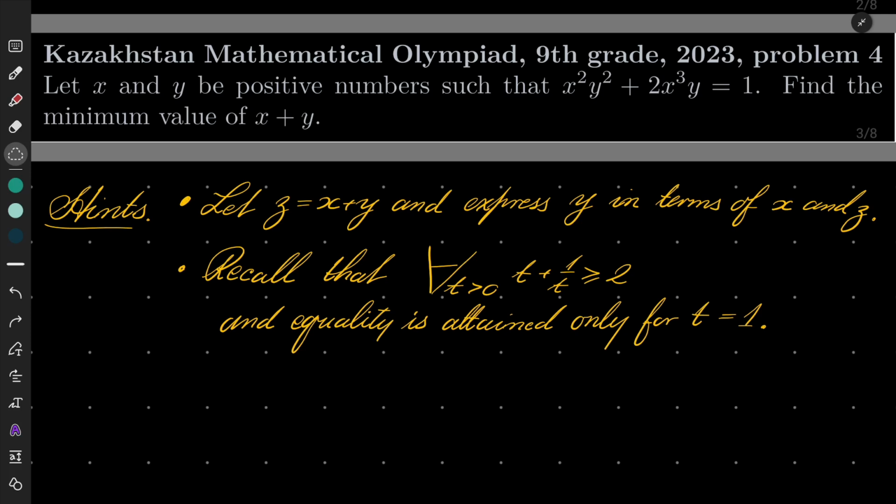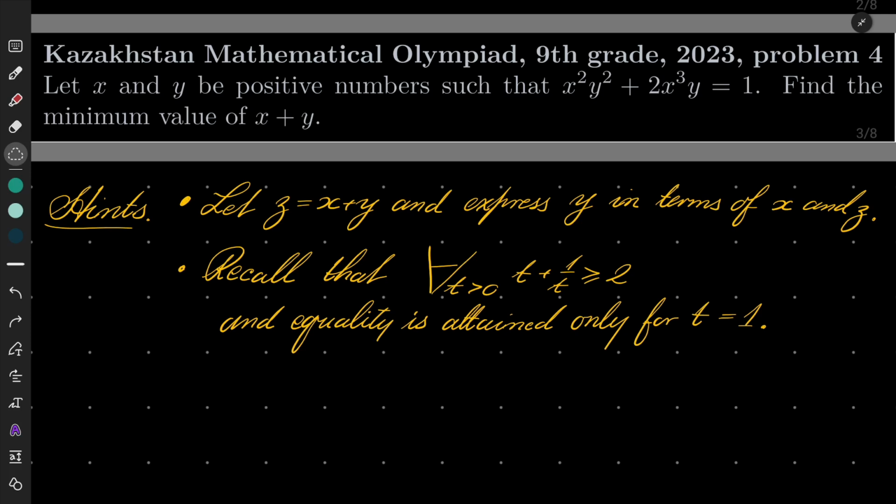Whatever. Let x and y be positive numbers such that x squared y squared plus 2x cubed times y equals 1. Find the minimum value of x plus y. This problem is rather simple.